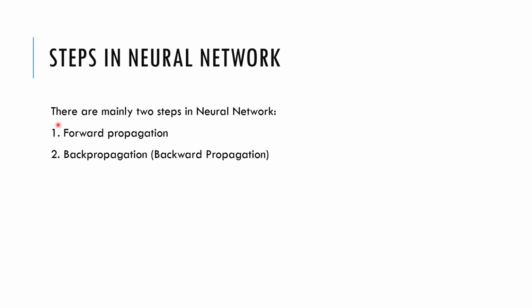Steps in a neural network: basically there are mainly two steps, forward propagation and back propagation. We will see that in later videos.